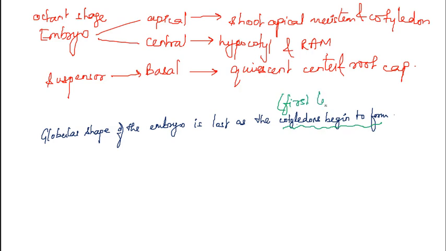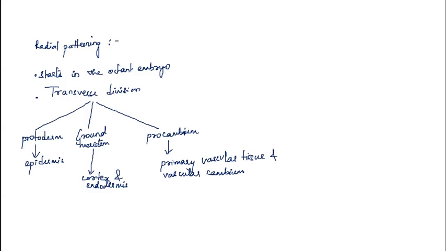Now, after the octant stage, radial patterning also starts. We see that the top and bottom halves of the embryo proper correspond to the apical and central domains, which we discussed already. The radial pattern starts in the octant embryo. In the octant embryo, there will be transverse division, which forms three kinds of regions.